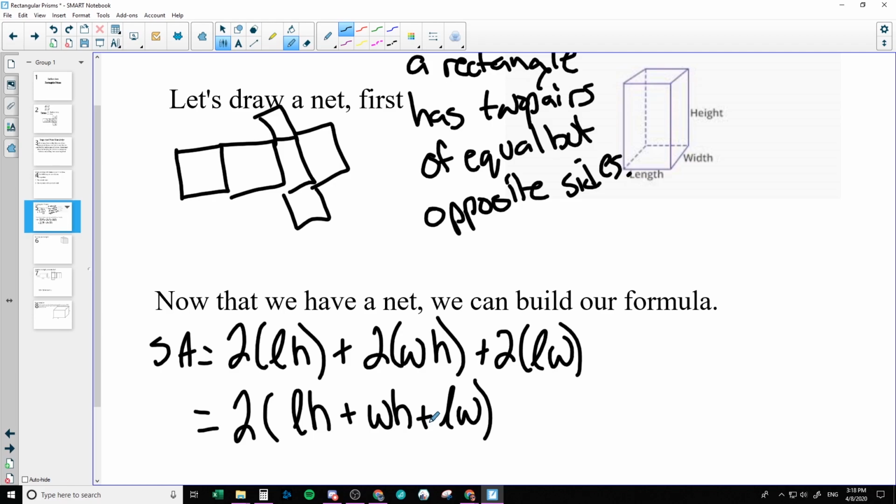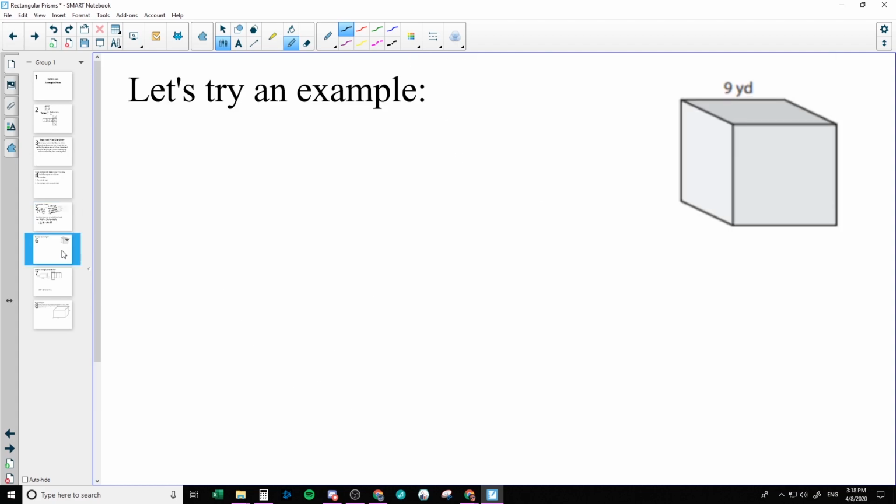Okay, this is a formula that you can use to solve every problem that has to do with a rectangular prism. You cannot use it for other prisms, all right? But you can use this for rectangular prisms and for cubes. Okay, let's try this out. So this example uses a cube, okay?